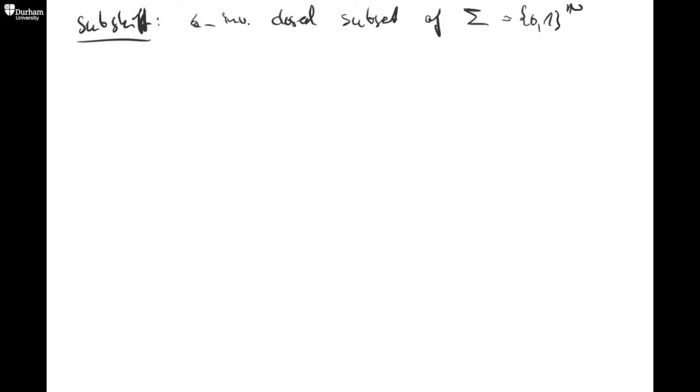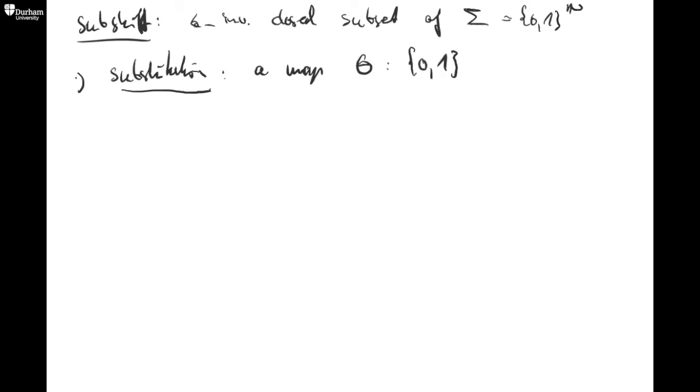Now, we will not consider just any kind of subshifts, but certain so-called substitutive subshifts. So in order to define them, I have to define what a substitution is. A substitution is a map, say theta, from our alphabet, which in this particular case is 0, 1, into the set of all finite words over this alphabet 0, 1.